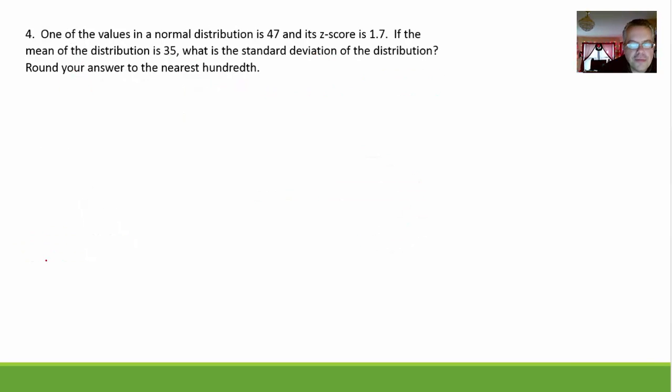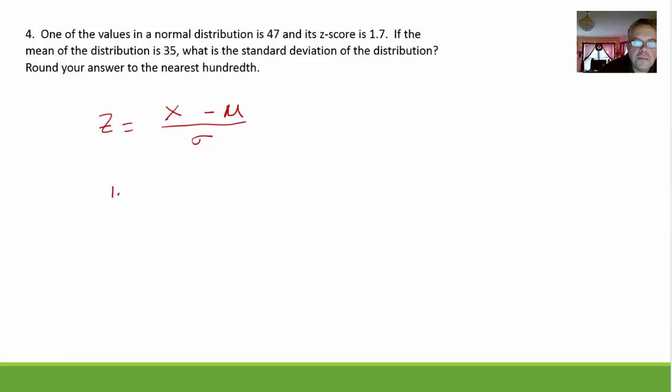Okay, this is all old stuff. We just got to keep fresh. One of the values in the normal distribution is 47 and its z-score is 1.7. If the mean of the distribution is 35, what is the standard deviation of the distribution? This is about z-scores, and we know that z is equal to the data value minus the mean, you can use either x bar or, since we're talking about a normal distribution, mu, divided by the standard deviation. Let's fill in what we know.